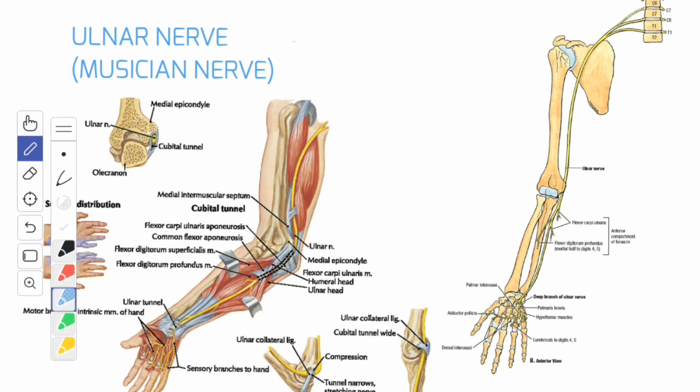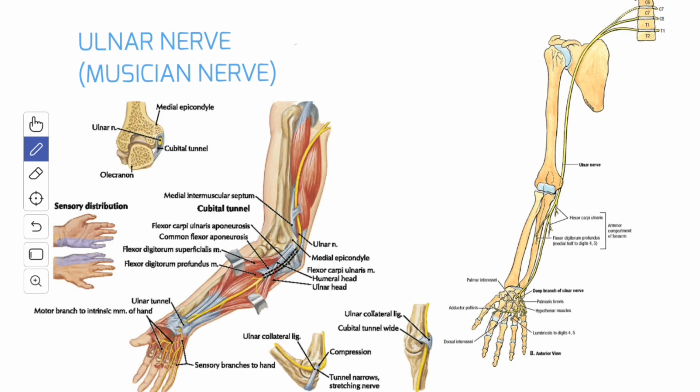Okay, so as you can see in the figure, we have C8 and T1 roots. These are the roots of brachial plexus. The medial cord of brachial plexus gives rise to the C8 and T1 roots, and by the combination of C8 and T1 roots, we have ulnar nerve, also known as a musician nerve. Now we will discuss the course of ulnar nerve in three stages: at arm, forearm, and hand.